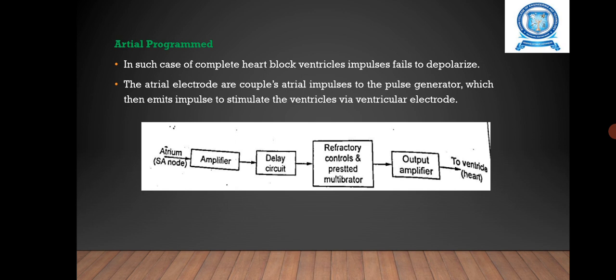The atrial electrodes couple atrial impulses to the pulse generator, which then emits impulses to stimulate the ventricles through the ventricular electrode. The pulses applied directly to the heart are usually rectangular in shape with a duration of 0.15 to 3 seconds, depending on the type of pulse generator and the needs of the patient. Here, the fixed rate pacemaker is on and the output is given to the output amplifier. Then the signal is given to the ventricle through electrodes.